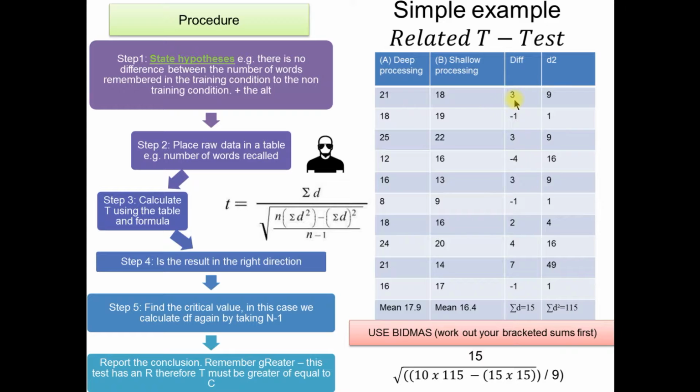So 3 3s are 9, 1 squared is 1, 3 squared is 9, and so forth. You get the idea. So this is quite easy. Calculate the mean for column A and the mean for column B. I've done it here for you.